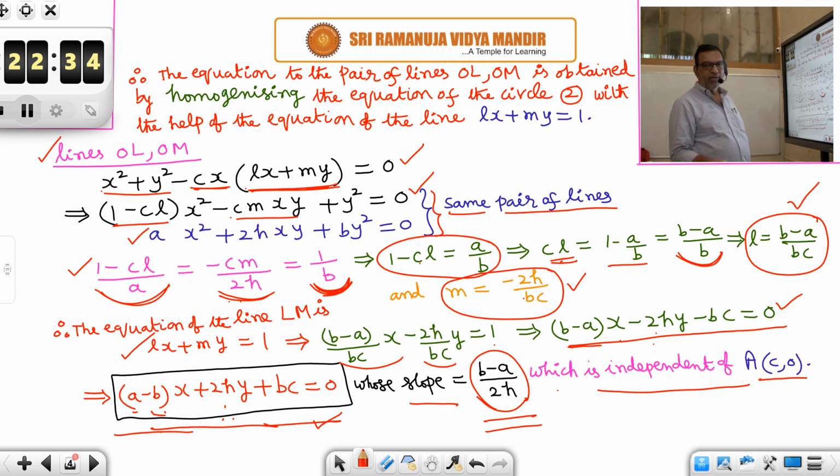That means you take any point C comma 0 or D comma 0 or E comma 0, whatever point you take on the x-axis, the slope of this line is not going to depend upon the choice of the point A on the x-axis. Okay, it is independent of the point A and it is entirely decided by the pair of lines only, because A, B, H are from the equation of the pair of lines only.